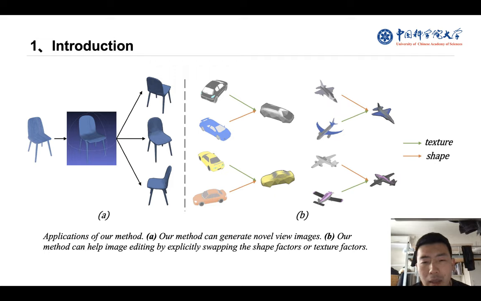As shown in Part A, our method can reconstruct texture and shape of an input image and use it to generate consistent novel view images. For Part B, our method can help image editing by swapping the shape factors or texture factors.